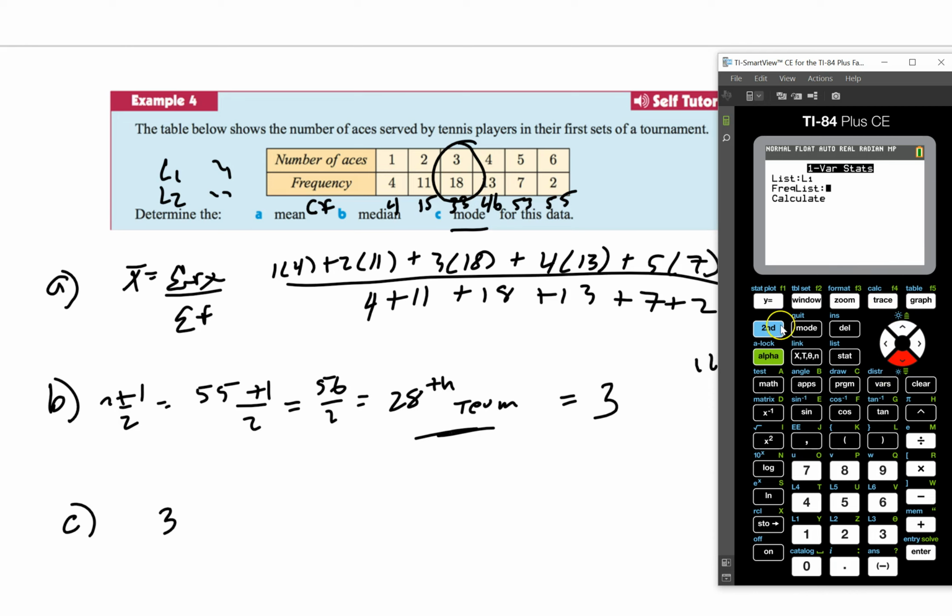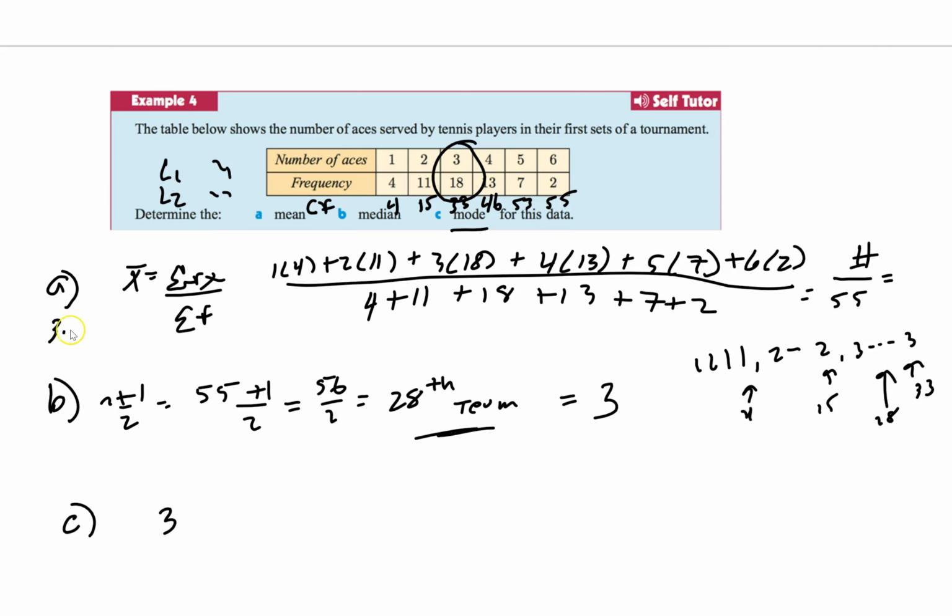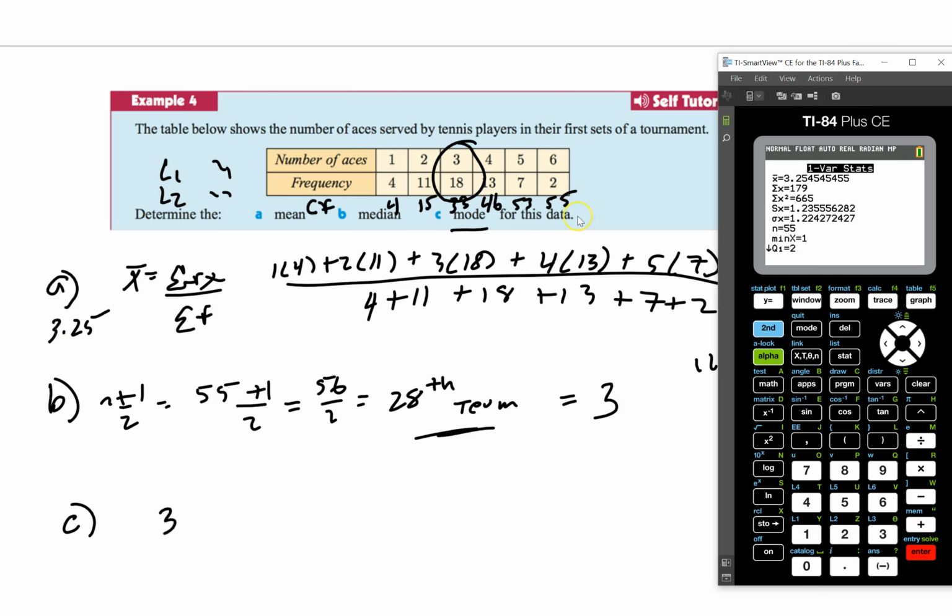Lots of ways to do it. Second L2 is probably the easiest. Right there. Then you go to calculate. And look at that, they give you the mean, 3.25. I didn't write that down earlier, but now we know 3.25 is the mean. If you want to find the median, you can just scroll down. You don't do all that work we did earlier. The median right there is 3, just like we got. And again, they don't tell you the mode. You just have to look at it yourself. And that's how you do it with your calculator.